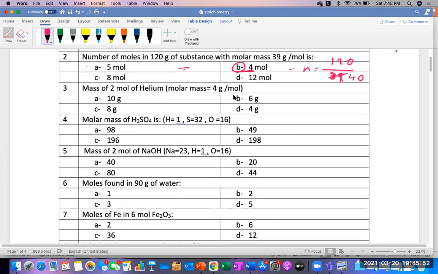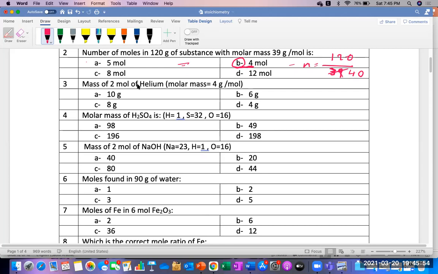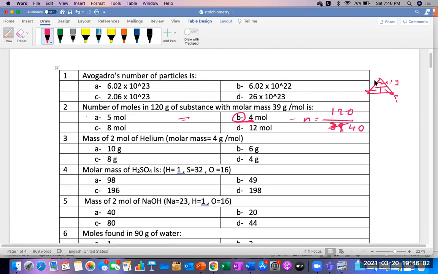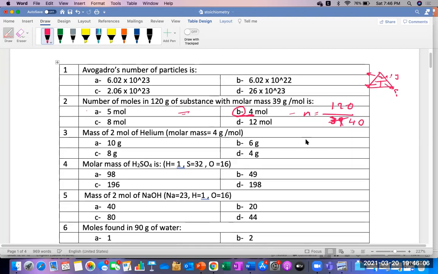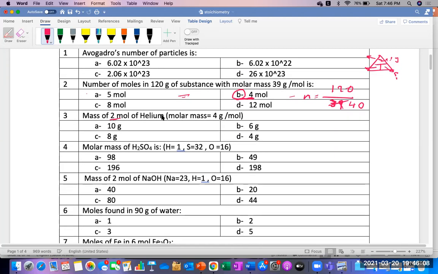Number 3. Mass of 2 moles of helium, and he gave us the molar mass. So again, we have the number of moles and the molar mass, and we need to calculate the mass. The mass in grams is unknown, so we will multiply the number of moles by the molar mass. We need to multiply 2 with 4, so it will be 8. So it will be C.